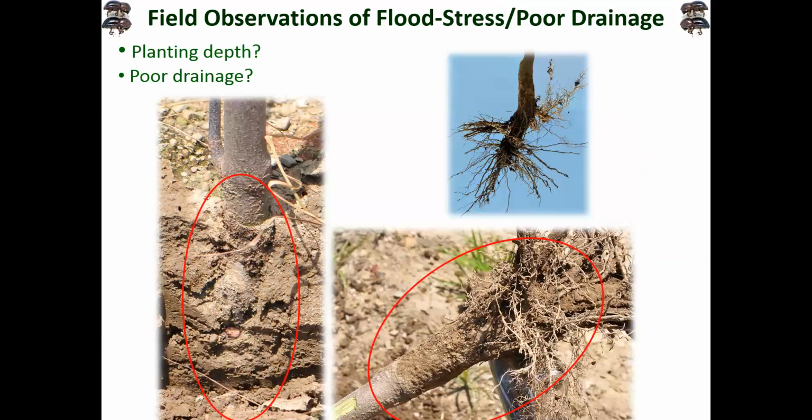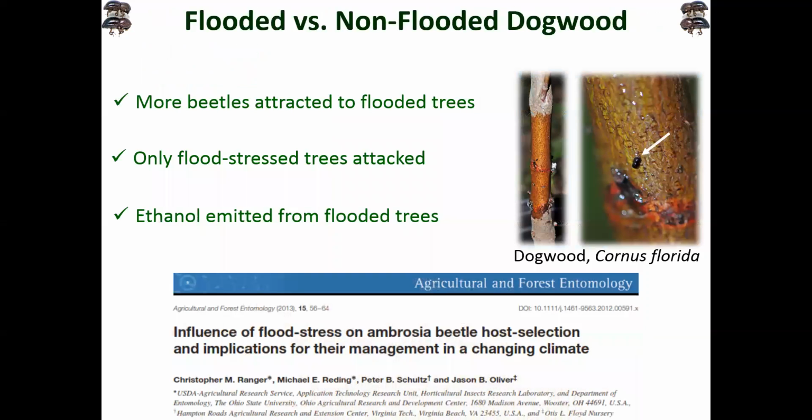And when we looked further at these trees and talked with the grower, it became evident that these dogwoods were planted in the lowest lying area of the farm. It was very poor drainage on top of the fact that it was a record precipitation event in that region. And in addition to that poor drainage, it also appeared as though planting depth could be an issue, as you can see here, which for dogwoods is not desirable.